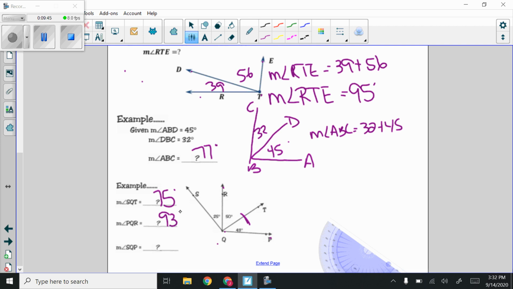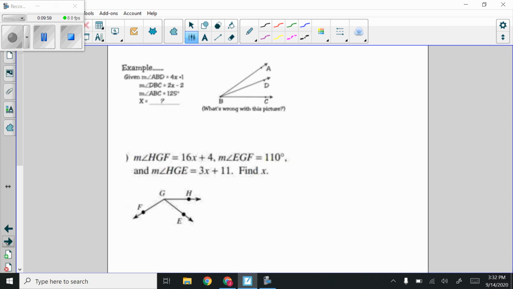And finally, the measure of angle SQP, so that's all of them. So that's 25 plus 50 plus 43. We add all of those, we get 118 degrees. All right. Let's look at our last page.